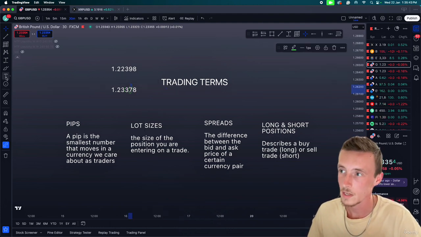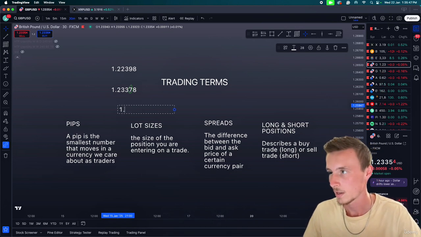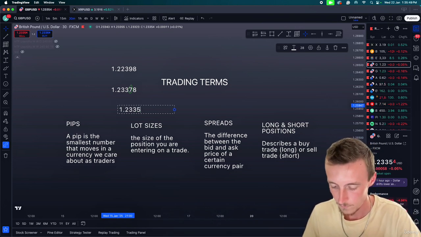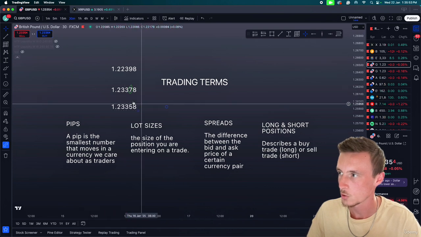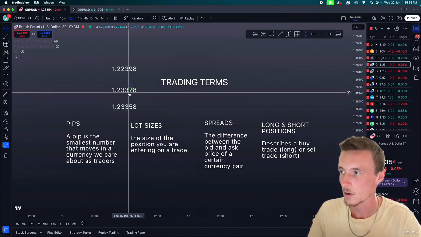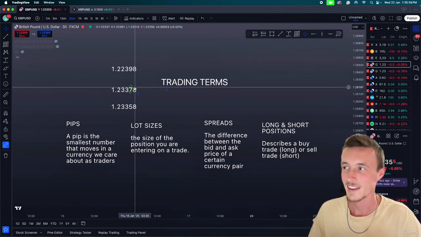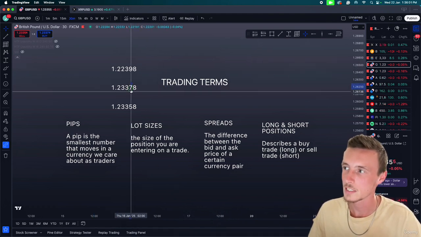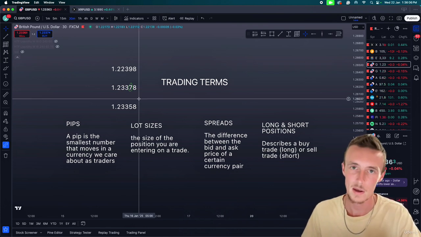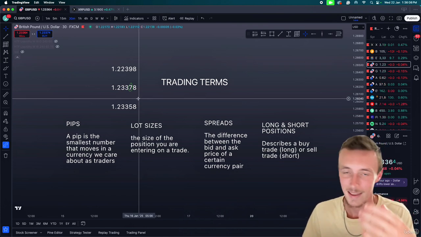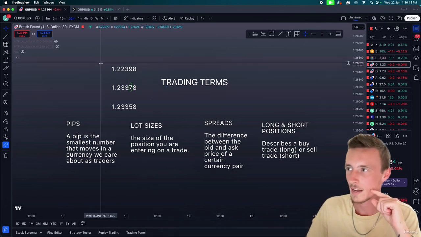So of course, on the other side, if we were to move down 2 pips, we would go to 1.23358, just like so. That goes down 2 pips from this current price point, and that goes up 2 pips from that current price point. So it's as simple as that. You don't really need to be doing the math as you're trading. It's definitely not necessary, but it is important to know what a pip is, and basically we all talk in pips as traders, so you'll be hearing that a lot more often.